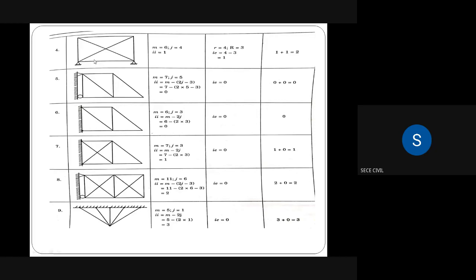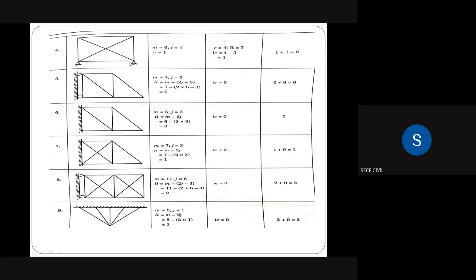So in the next figure, members 1, 2, 3, 4, 5, 6. Okay, 6 members. Joints also the same, 4 joints. This is not a joint. So J is equal to 4. So we know the formula I is equal to M minus 2J minus 3. So 6 minus 2 into 4, 8. 8 minus 3, 5. 6 minus 5, 1. So I value will come as 1.